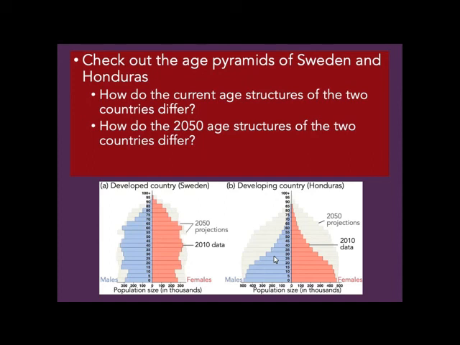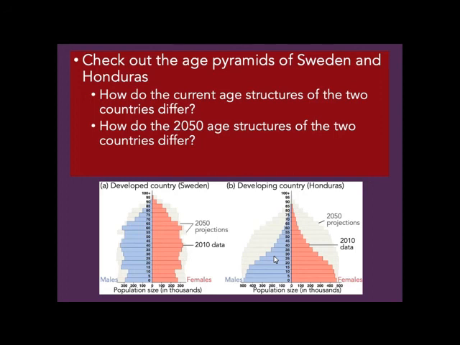Well, like with Sweden, you can see there's lots of older people. There's kind of the same number of people of each age up until 65, and then there's less because they die. What about Honduras? There's lots and lots of little children, and then they get less and less as they get older.